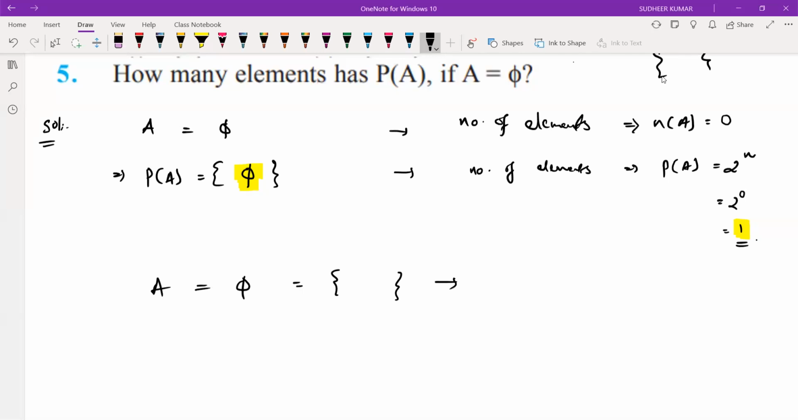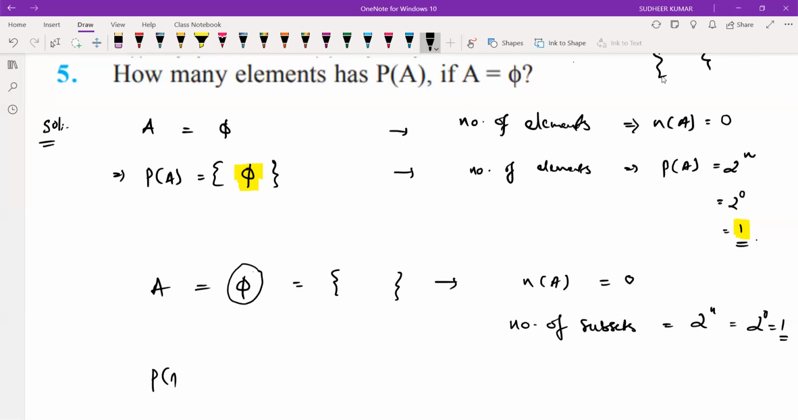When the number of elements of set A is 0, how many subsets does set A have? The formula is 2 power n. So 2 power 0, the answer is 1. So set A consists of only one subset.